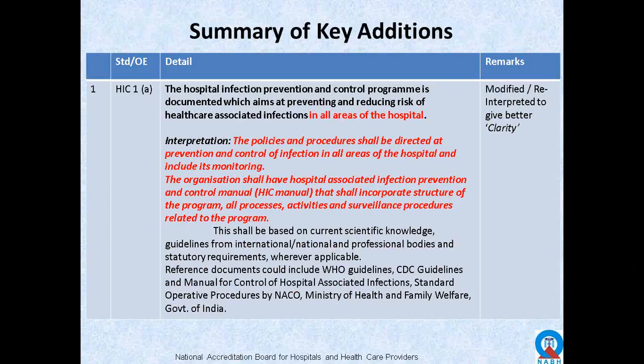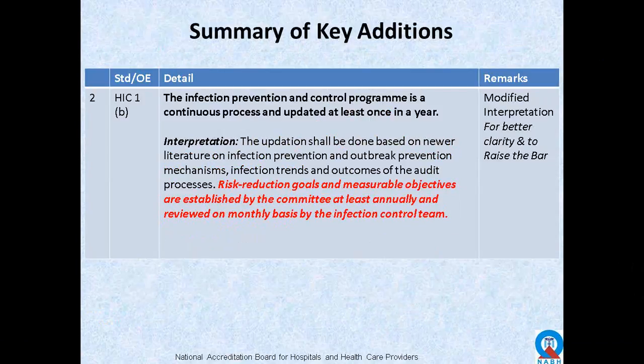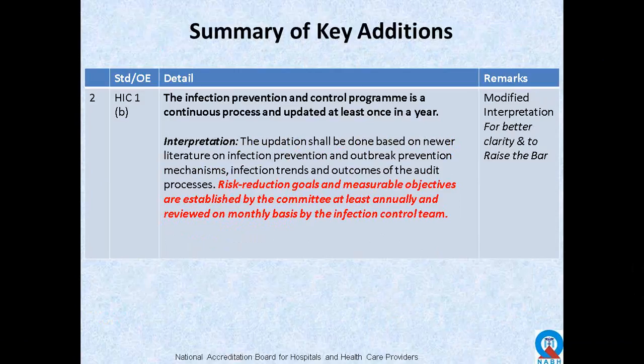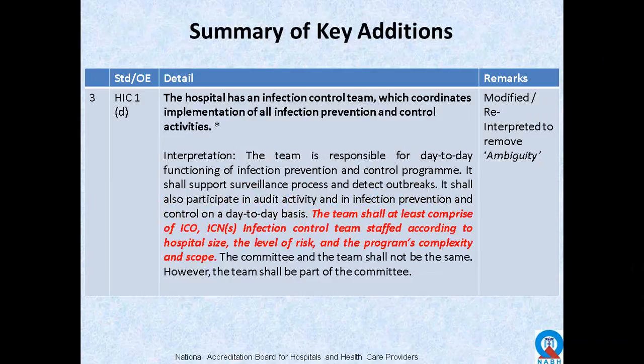1B, in the interpretation: risk reduction goals and measurable objectives are established by the committee at least annually and reviewed on a monthly basis by the infection control team. That again has been added for better clarity, and this also to some extent raises the bar from the existing standards. Next is 1B.